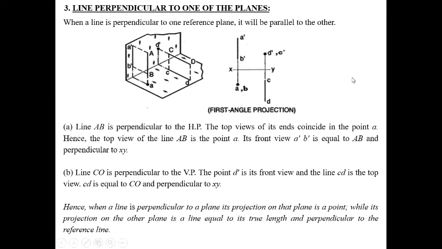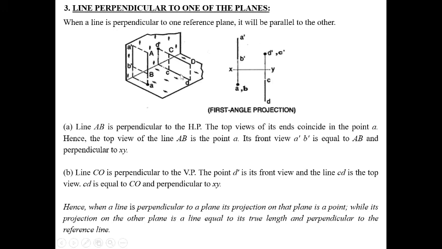Secondly, a line perpendicular to one of the planes. Firstly, line AB is perpendicular to the HP. If the line is perpendicular to the HP, then this angle will be 90 degrees. So in the front view we get the line AB, and in the top view we get a point. A and B are on the same point, and A dash B dash will be the front view.